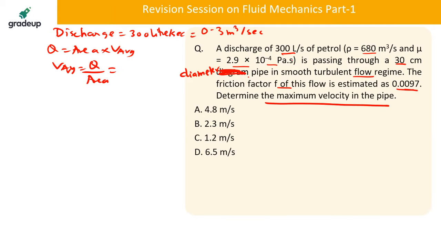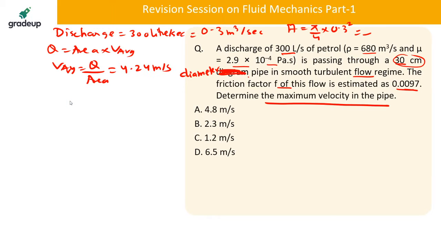Area is also given here, my dear. The diameter is given 30 centimeter. So you can simply find the area, which is equal to pi by 4 into 0.3 square. Just put the value, you will be getting the average velocity. Average velocity will be 0.424 meter per second.